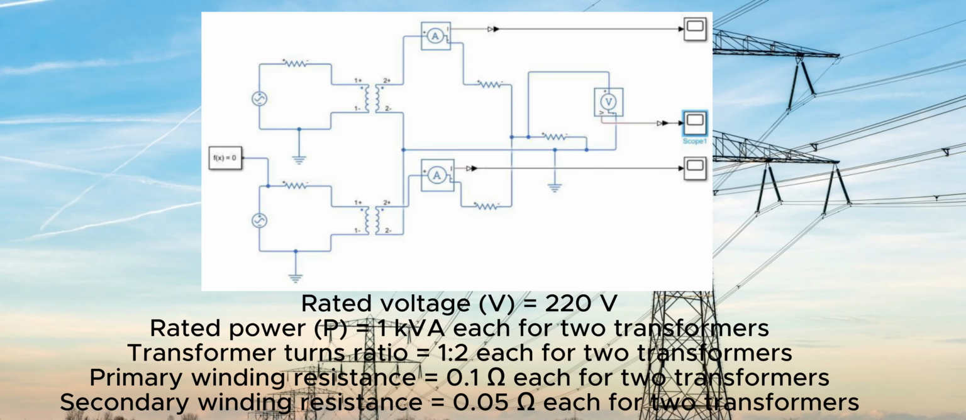In our sixth laboratory activity, we studied the parallel operation of single-phase transformers using MATLAB Simulink. We first built a model consisting of two identical transformers, each with a rated voltage of 220 volts, a rated power of 1 kVA, a turns ratio of 1 to 2, a primary winding of 0.1 and a secondary winding of 0.05.